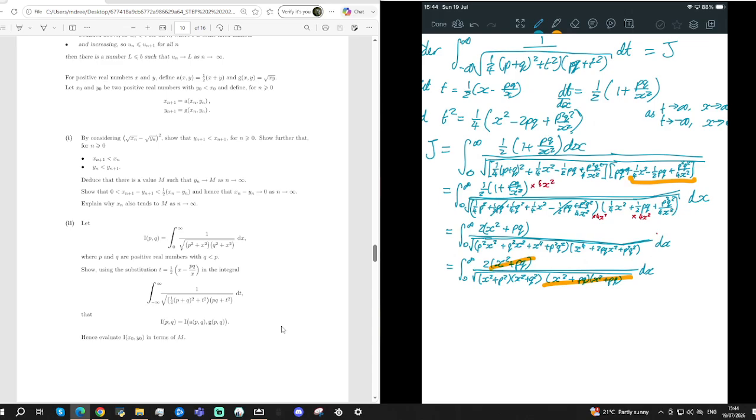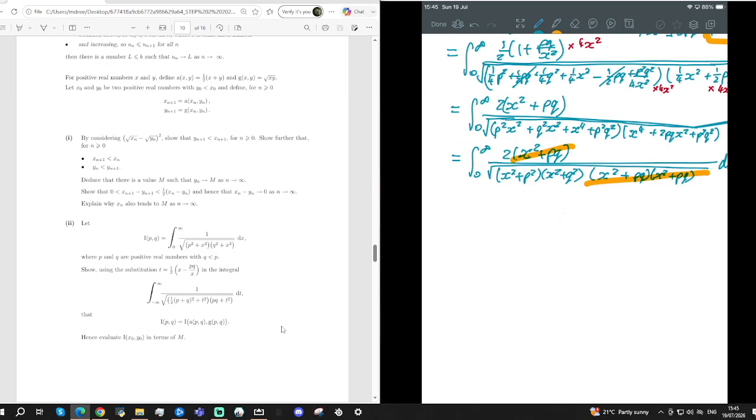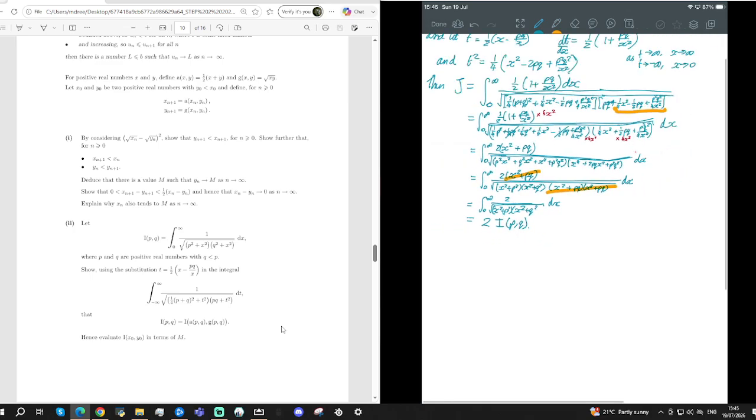Oh, the extra 2 is probably to deal with these limits in a moment. Okay, so this thing is now equal to the integral between 0 and infinity of 2 over the square root of (x squared plus p squared)(x squared plus q squared) dx. So this is equal to 2 lots of what was defined as I(p,q) all the way back on the previous page.